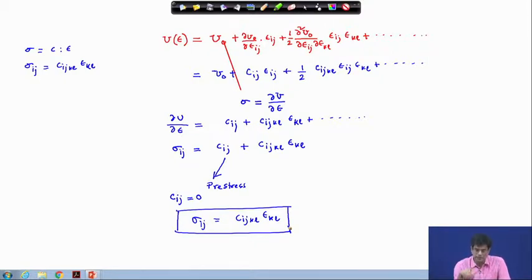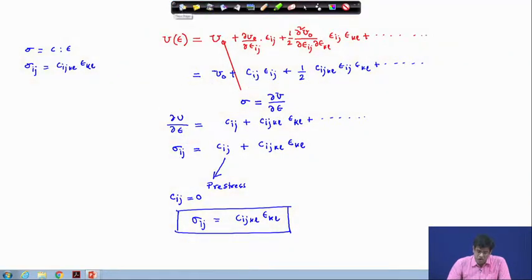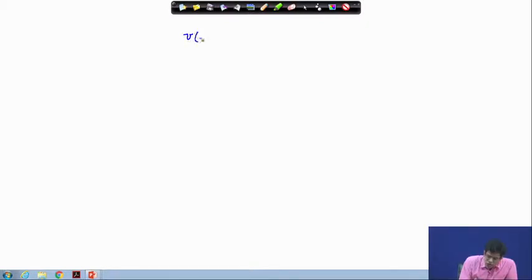Now, using this thing, I will derive the strain energy for the thermoelastic material. If I now consider a thermoelastic material where the strain energy function is not only dependent on strain, but also dependent on the temperature.